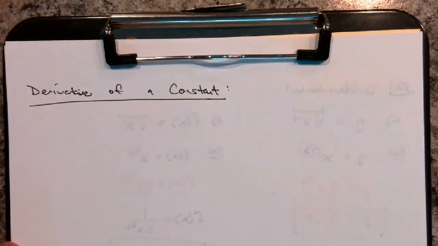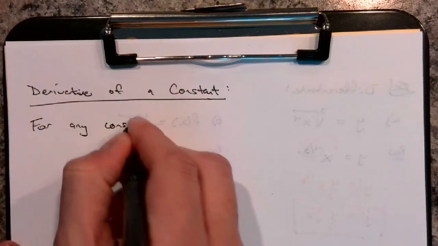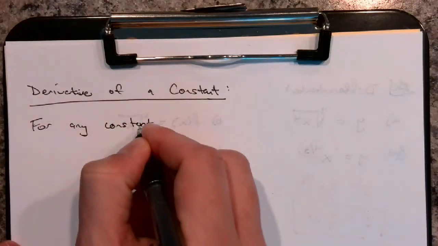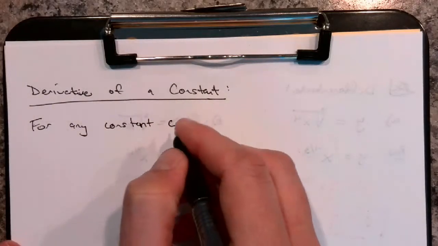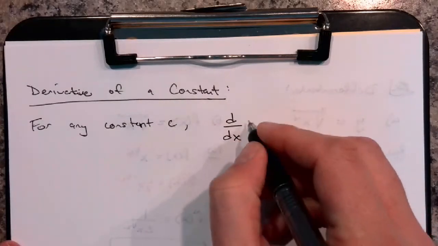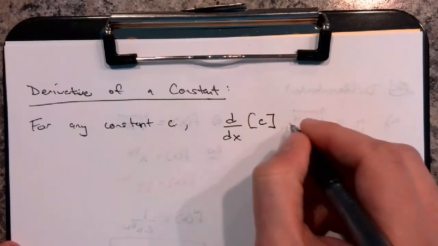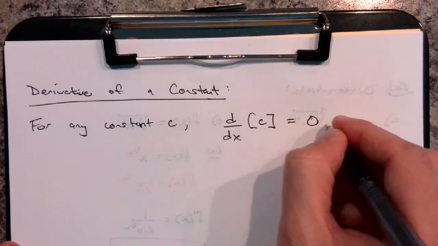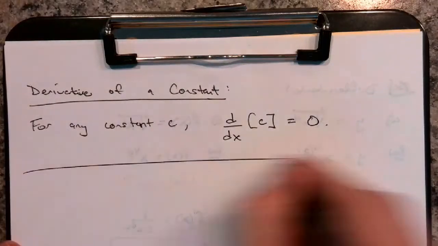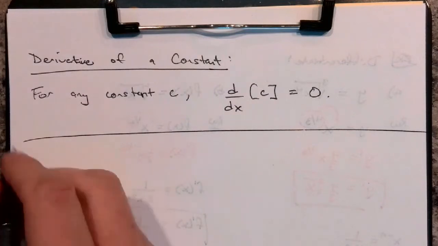All right, so the derivative of a constant, for any constant, which I'll call C, the derivative with respect to x of C equals 0. So you take the derivative of a constant, it's always going to be 0. So let's take a look. All right, so we'll do some examples of this.